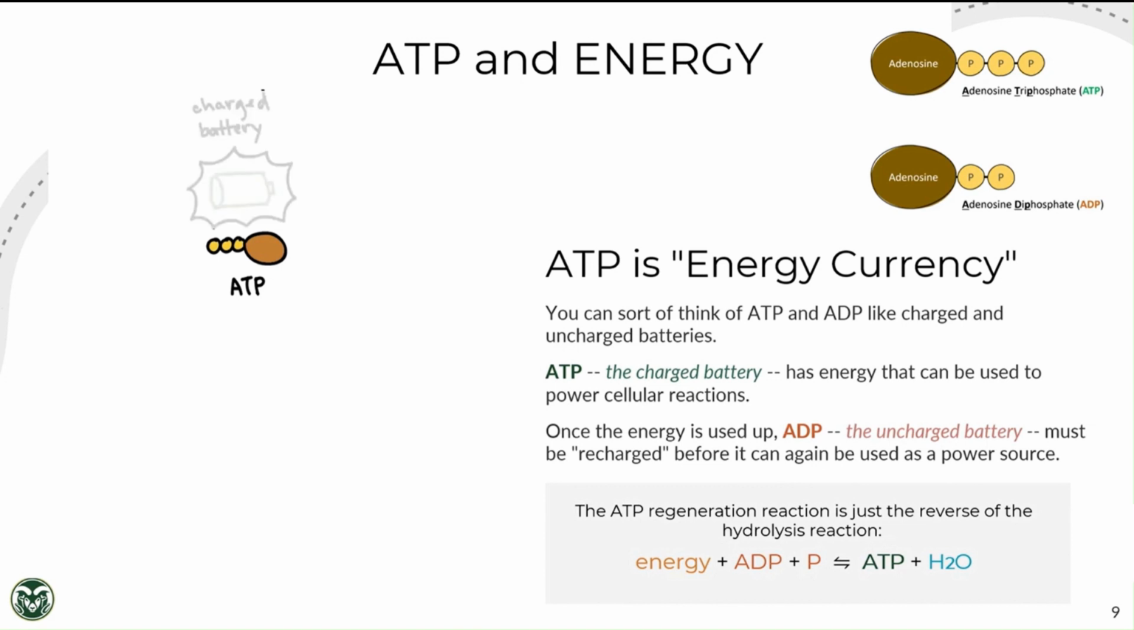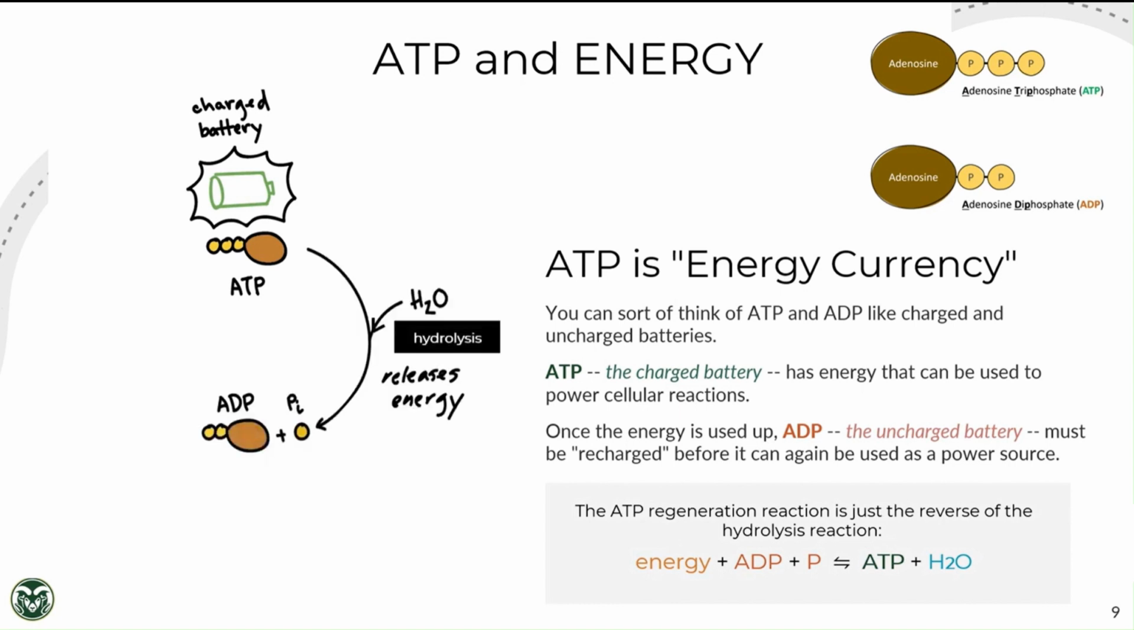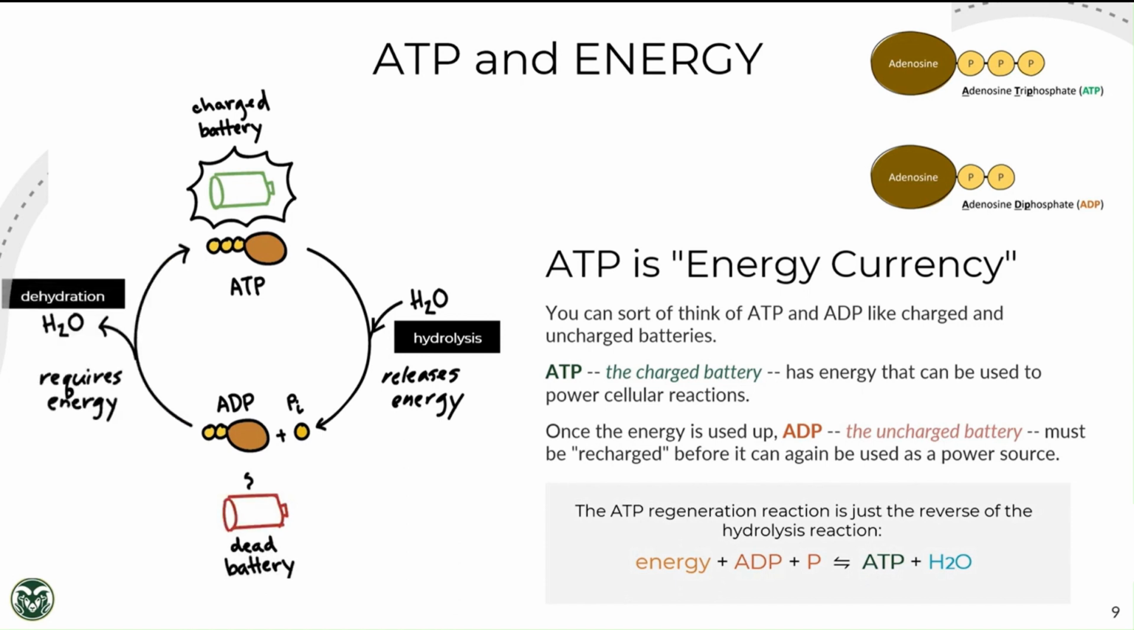ATP is basically like a fully charged battery, one that has plenty of energy that can be used to power cellular reactions. The energy from ATP comes from the breaking of the bond between one of the phosphate groups and the rest of the ATP molecule, right? So popping off that one phosphate group, breaking it from ATP now down to ADP. So once that bond is broken and the released energy is used, we are left with a quote-unquote uncharged battery in the form of adenosine diphosphate, right? ADP.